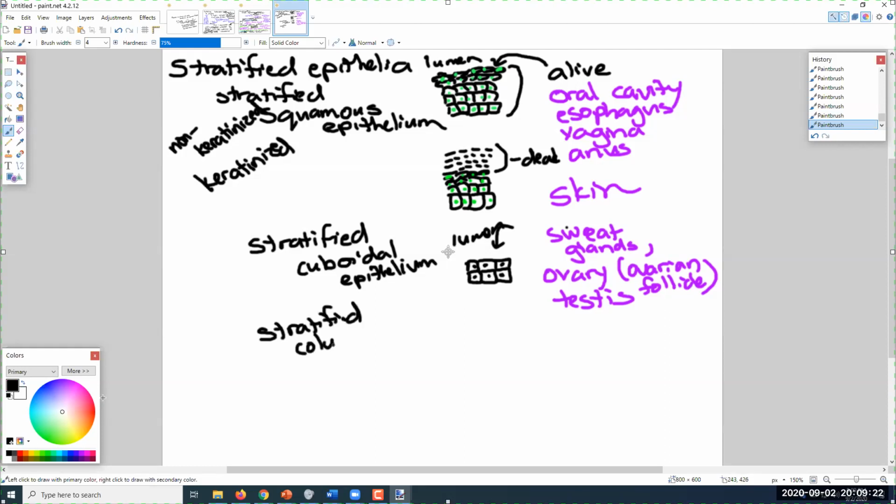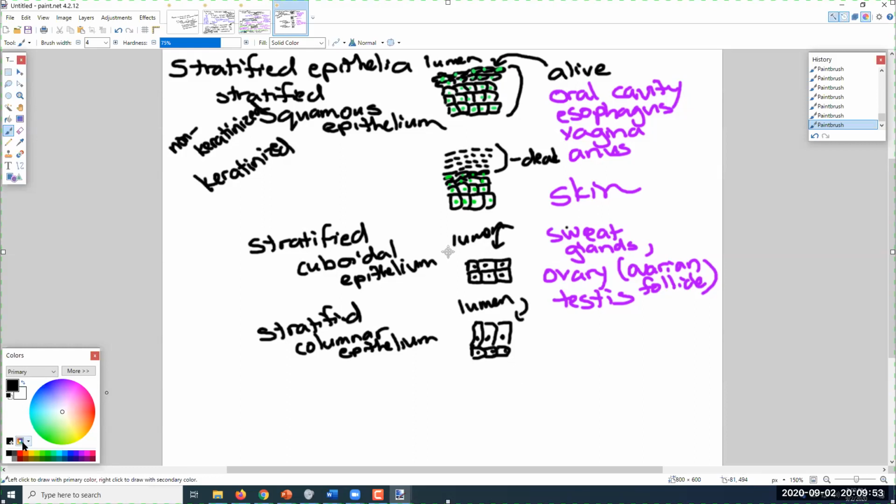Stratified columnar epithelium. For stratified columnar epithelium, they may start off something like this, but later on it will look something like this, okay? So you know stratified, it's 2 layers, right? Or it could be 3 layers, just a few layers. But the outermost layer here on the lumen is going to be columnar, right?